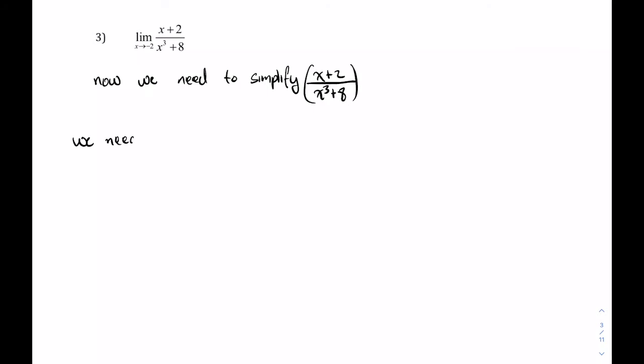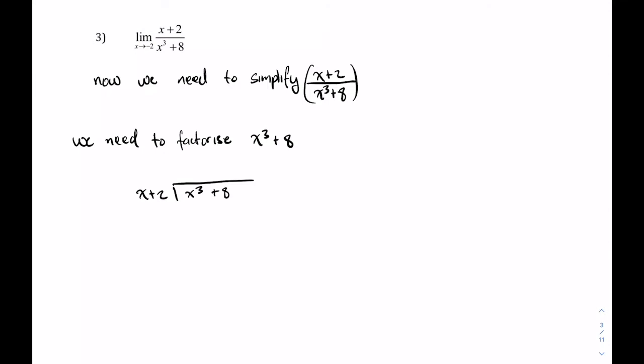Our denominator, which is x cubed plus 8. And to do this factorization, I'm going to do the division of polynomials. I'm going to do the division of polynomials. So here I have my x plus 2 and my x cubed plus 8.